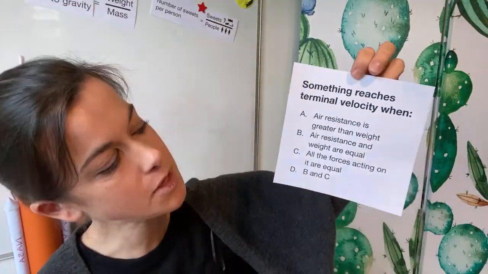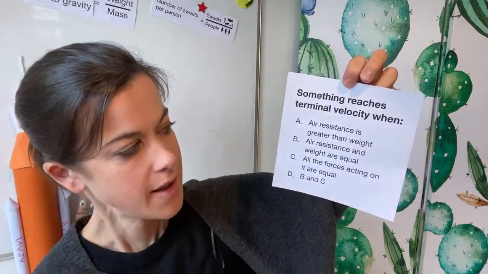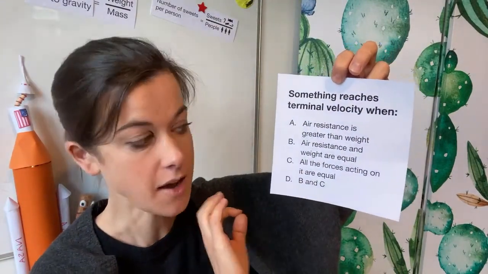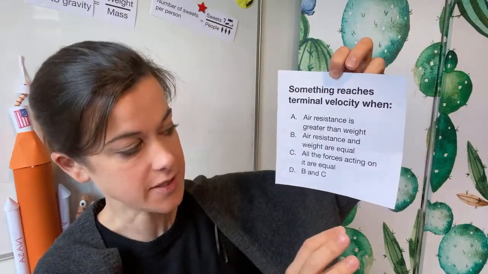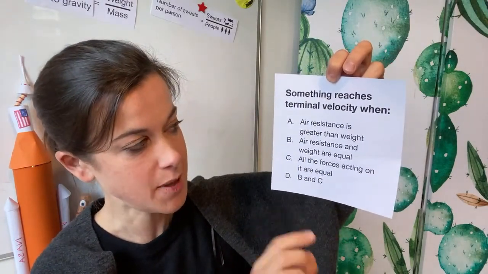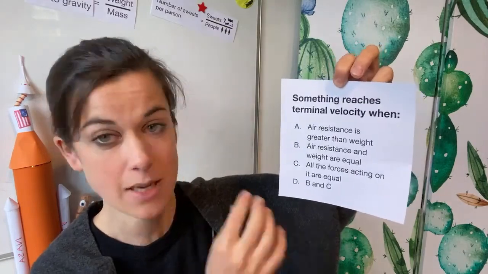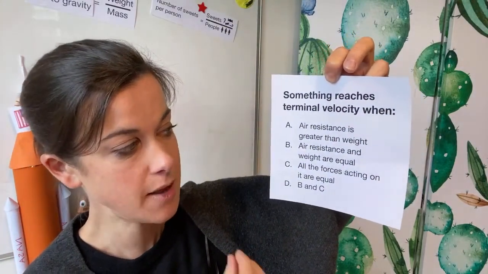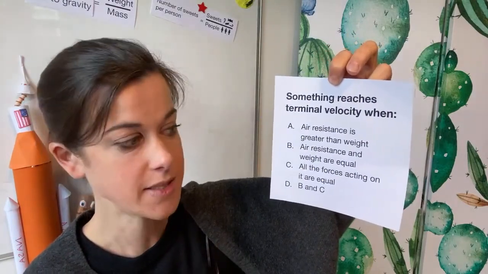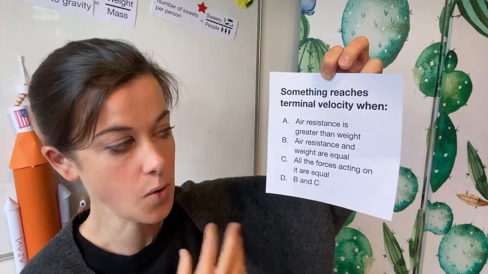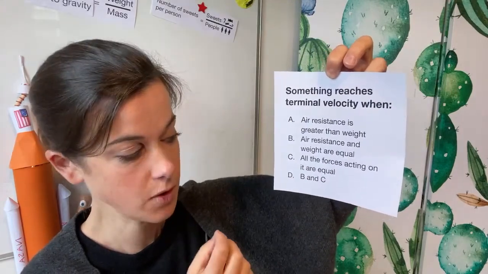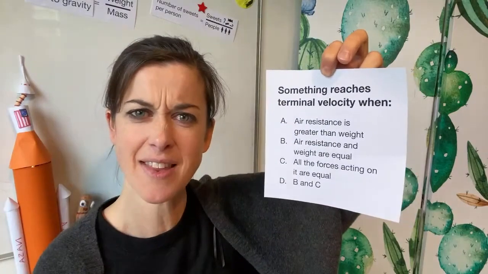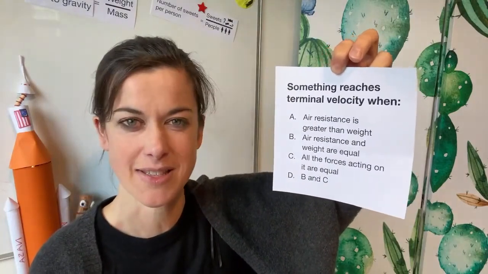Something reaches terminal velocity when A, air resistance is greater than its weight, B, the air resistance and the weight are equal, C, all the forces acting on it are equal, or D, both B and C. They're good, aren't they? You think, oh, multiple choice, it's going to be easy.